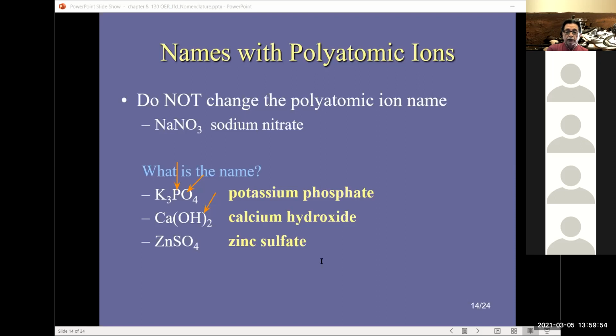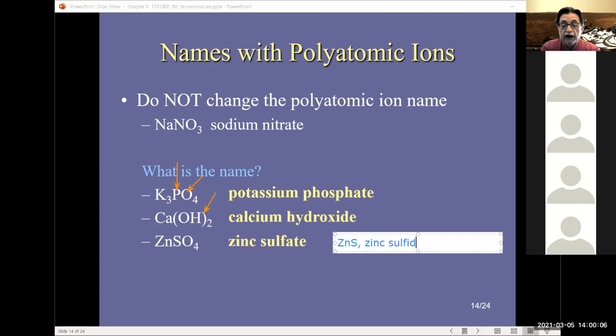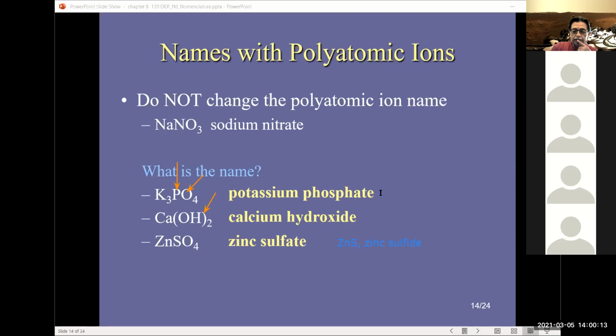And if I write this, if it were zinc and simply sulfur, then that would be zinc sulfide. If it were potassium, K3, and phosphorus, that would be potassium phosphide.